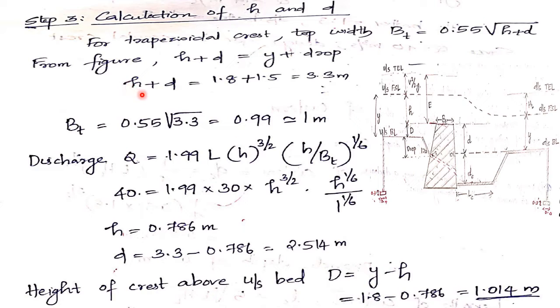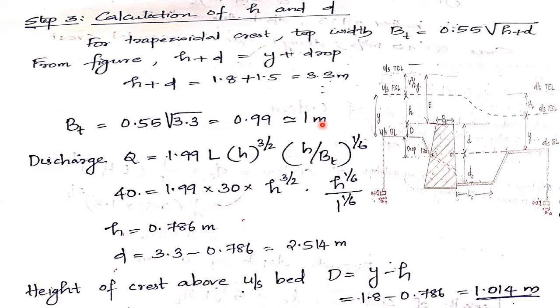Therefore h plus d is equal to 1.8 plus 1.5. These two values we found in the previous step. Therefore small h plus small d is equal to 3.3 meters. Now substituting that value in the equation for top width of the crest wall, Bt is equal to 0.55 into root of 3.3, that is 0.99, and we are approximating it as 1 meter.